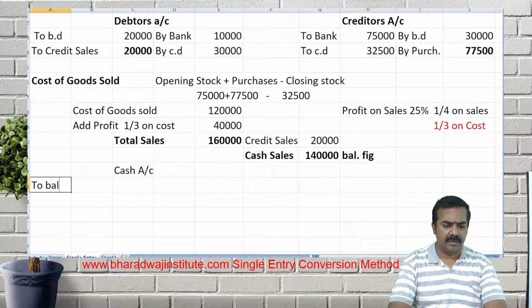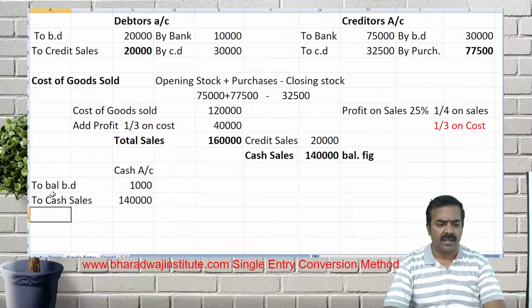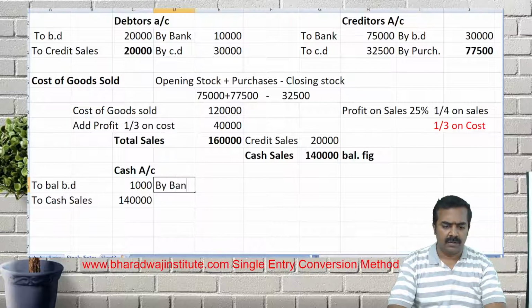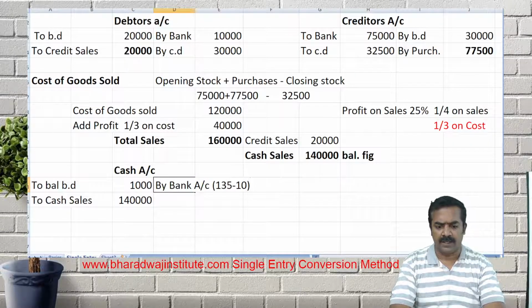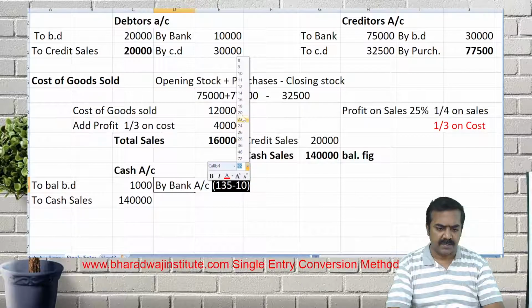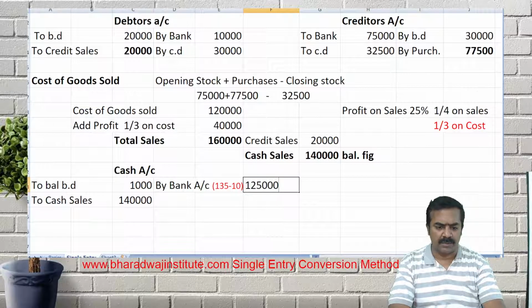What is the opening balance from the balance sheet? 1,000. To cash sales, what is the cash sales that we worked out? 1,40,000. Any other receipts? No. By bank account, what is the amount deposited? 1,35,000 includes check payment of 10,000, which is the check received from customers. Eliminate that and take the balance. What is the balance? 1,25,000.